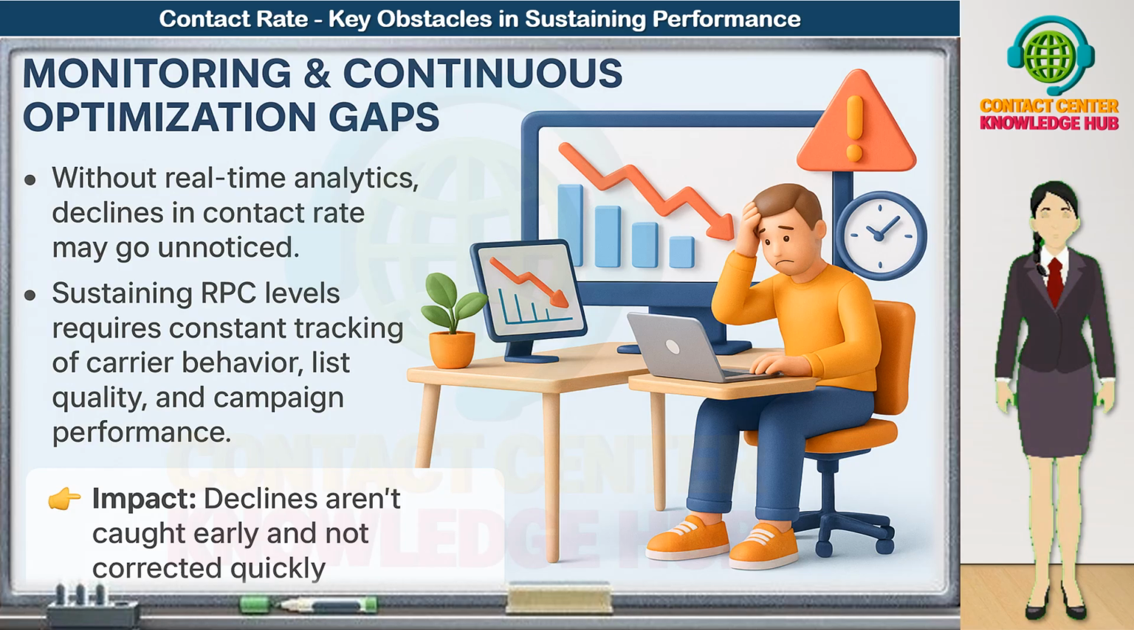In addition, ongoing optimization through data review, pacing adjustments, and feedback loops helps ensure your outreach remains aligned with customer behavior and network dynamics. Impact: without continuous monitoring, contact declines go undetected. But with proactive analytics, you enable real-time course correction, sustaining consistent, high-level performance across all campaigns.